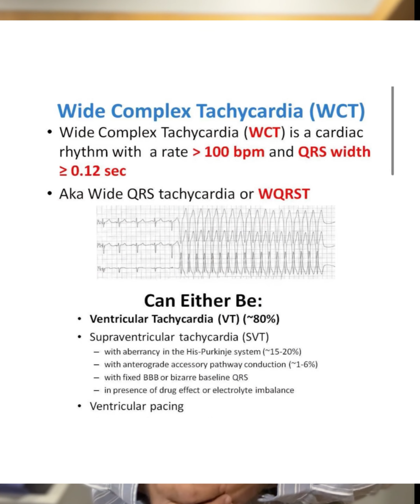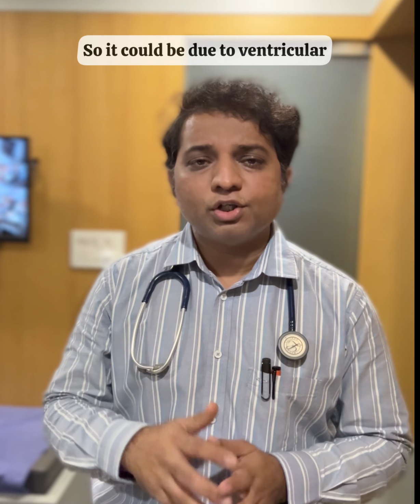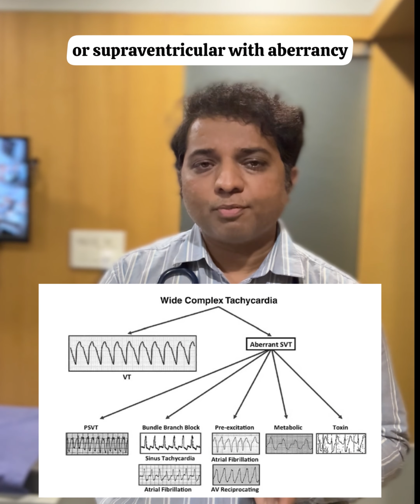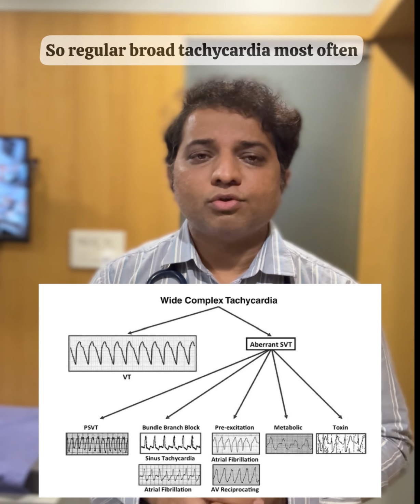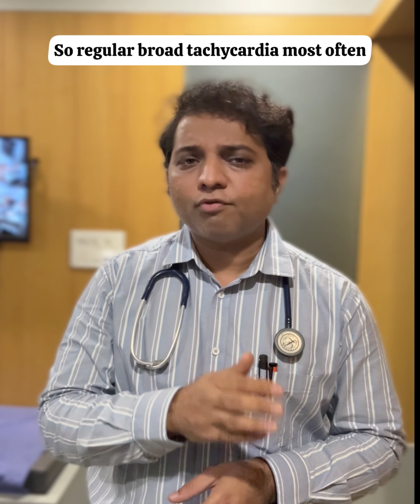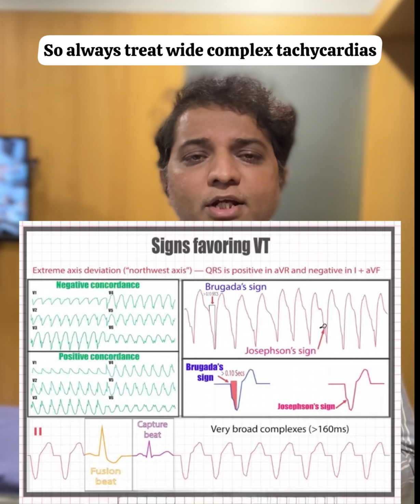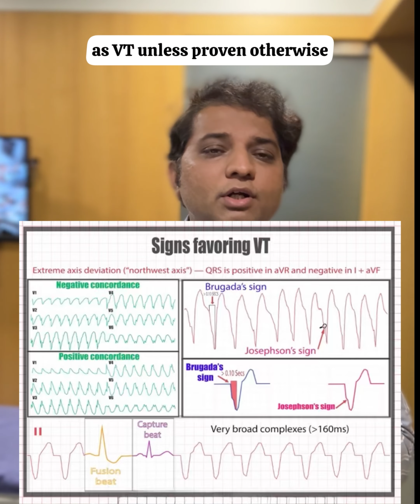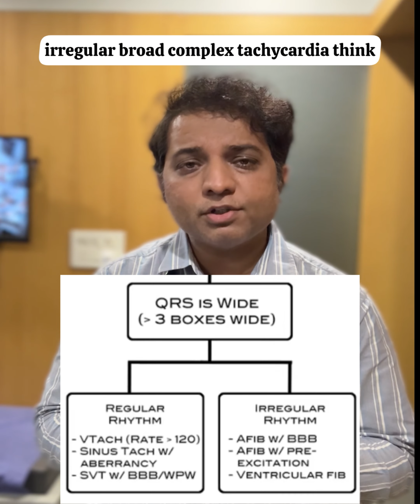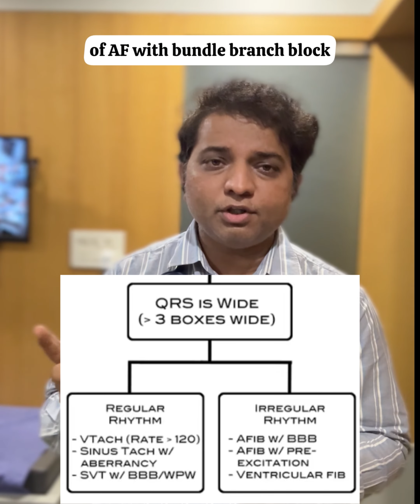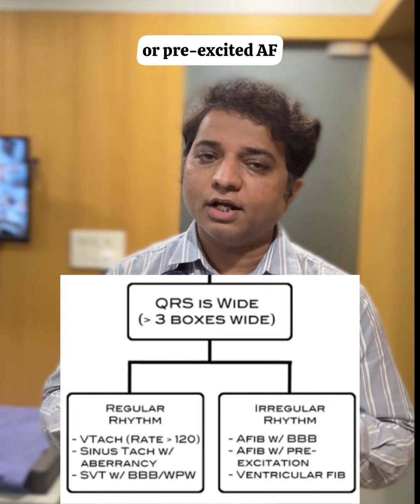Now 2 is broad QRS, that is QRS more than 120 milliseconds or more than 3 small boxes. It could be due to ventricular or supraventricular with aberrancy. Regular broad tachycardia is most often due to ventricular tachycardia. So always treat wide complex tachycardia as VT unless proven otherwise. Irregular broad complex tachycardia, think of AF with bundle branch block or pre-excited AF.